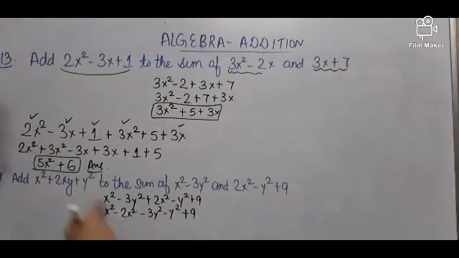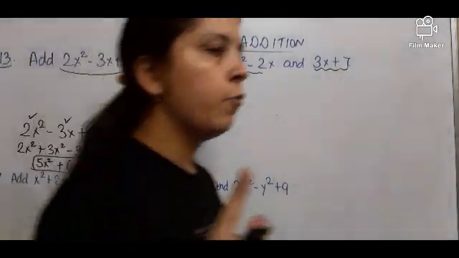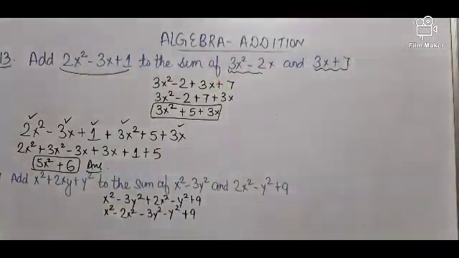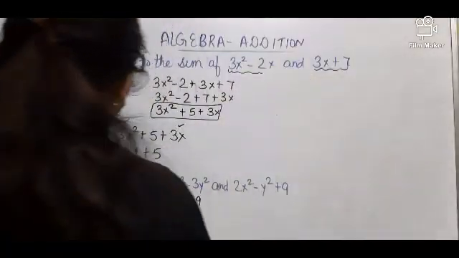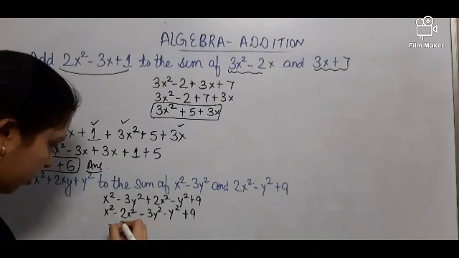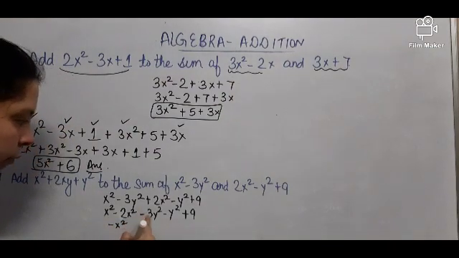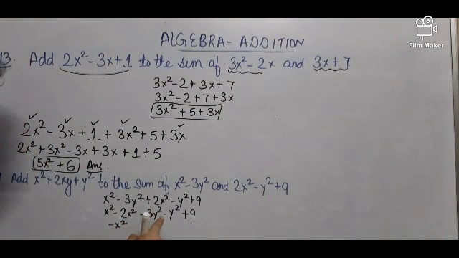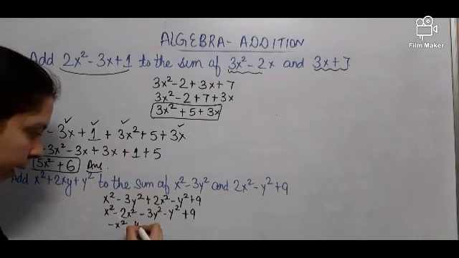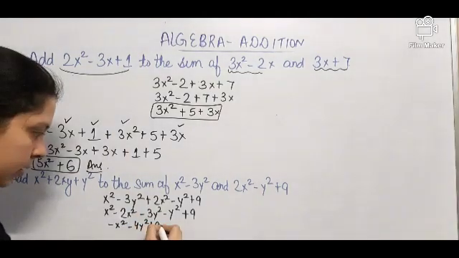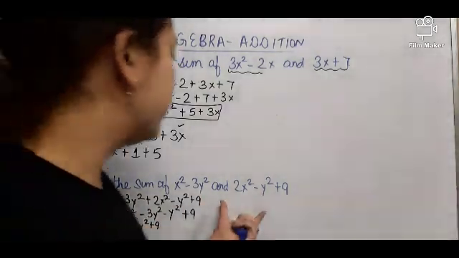So x square minus 2x square. One positive and one negative results to negative. Okay, so we'll have minus x square. 3y square minus y square. Two negative result to positive. So we'll have minus 4y square plus 9. So this is the sum of this part.